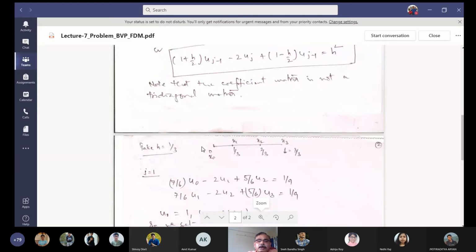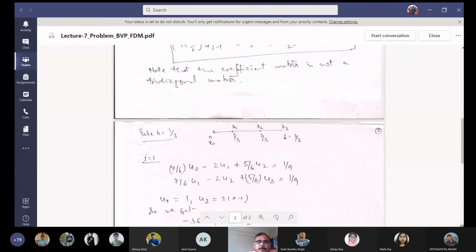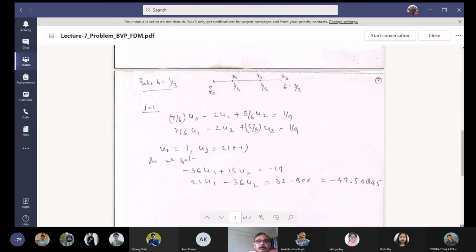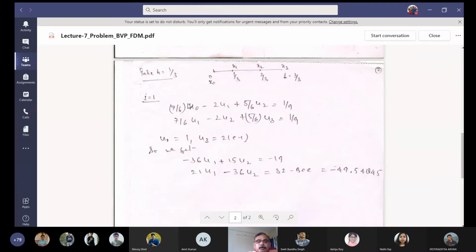So for j equal to 1, this will become 1 minus h by 2, that is 5 by 6, I have already told, and then j plus 1 means it will be u2 equal to h square, h is 1 by 3, so it is 1 by 9. Similarly write down for j equal to 2, this is just rewritten, nothing else. Then you solve these two, u0 is known to you and u3 is known to you, so you can solve for u1 and u2, at the points 1 by 3 and 2 by 3.